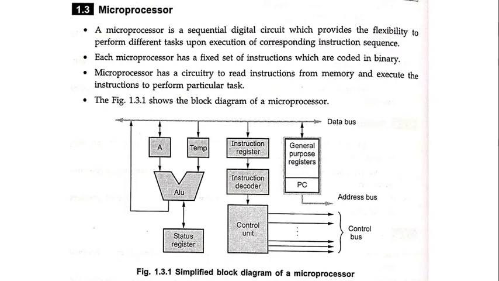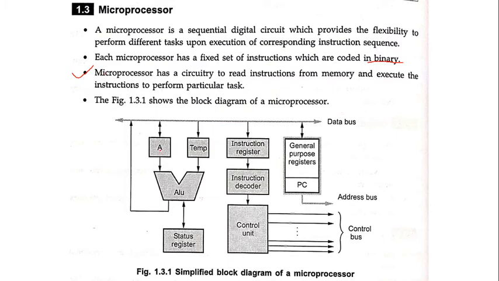Next, we are going to see the microprocessor. The microprocessor is a sequential digital circuit which provides the flexibility to perform different tasks upon execution of the corresponding instruction sequence. Each microprocessor has a fixed set of instructions which are coded in binary. The microprocessor has the circuitry to read instructions from memory and execute them to perform particular tasks which we have already defined for our microprocessor. So the figure shows the block diagram of the microprocessor.